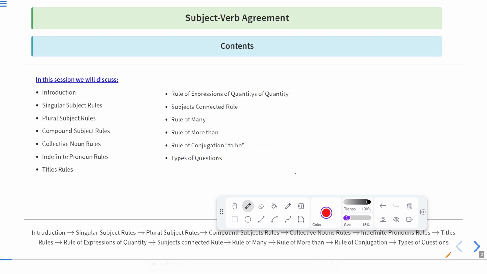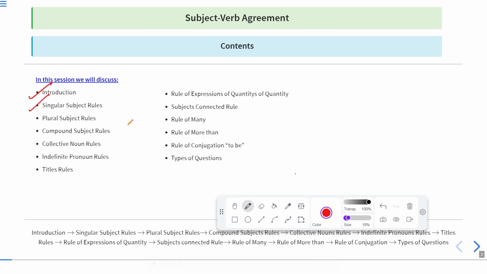So here we are going to begin subject-verb agreement. First of all, let us see what we are going to discuss in this session. We'll see the introduction of this chapter: what is subject-verb agreement, and why it is used in our communication in English. The introduction of the entire chapter we are going to face first of all. After that, we'll see the singular subject rules.